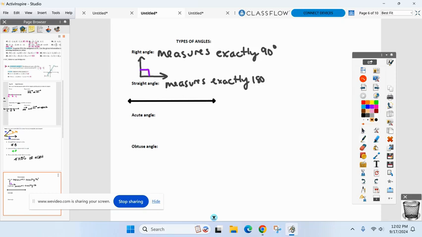And when you guys go to Math 3 next year, you'll have negative angle measures. We won't worry about it till then. But so I'm going to put measures between 0 and 90.